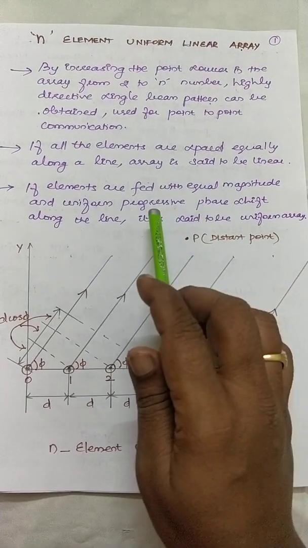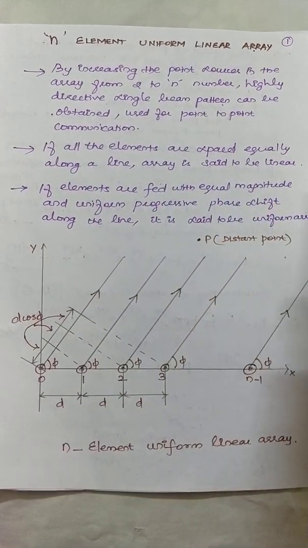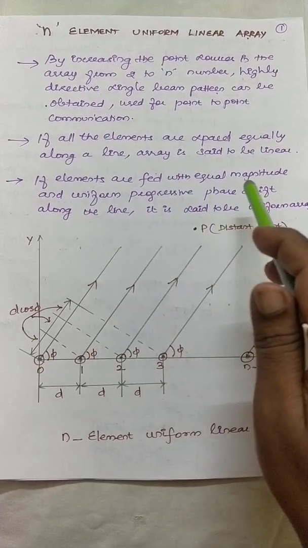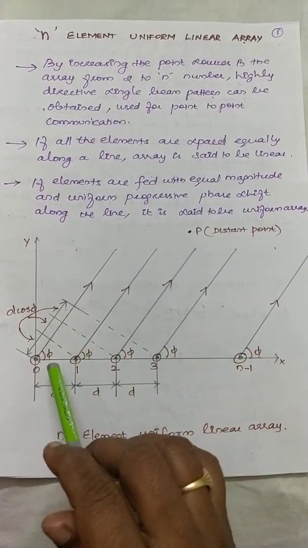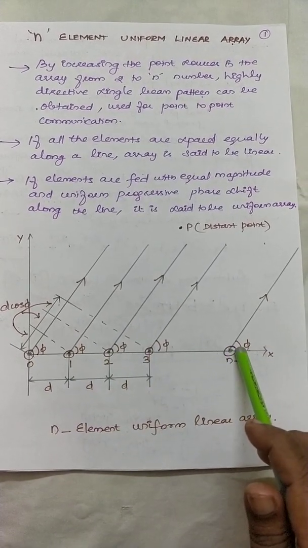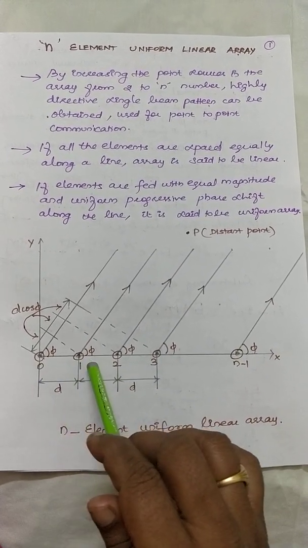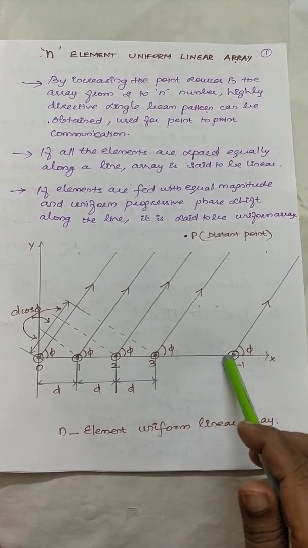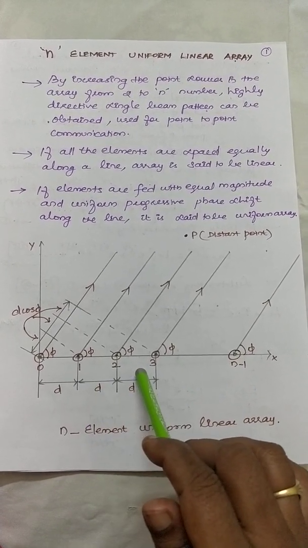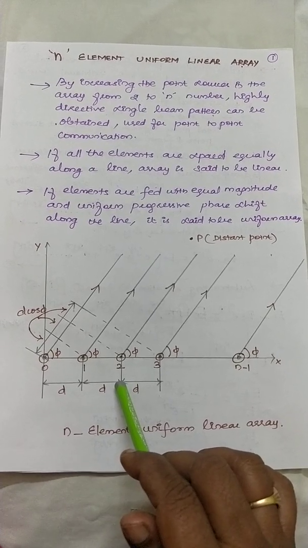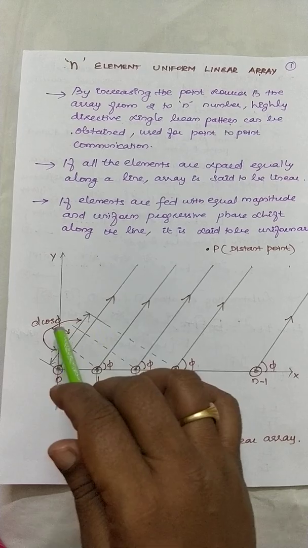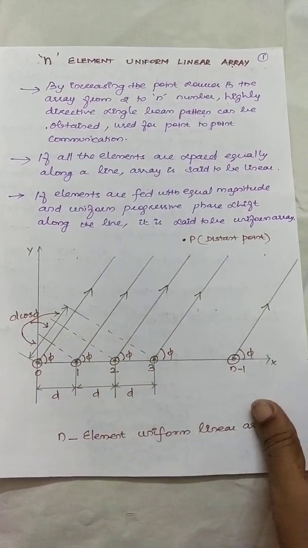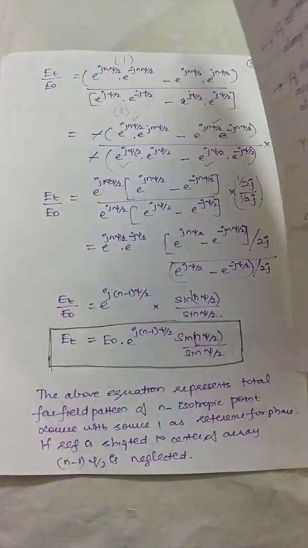That's a known definition. Now if the elements are fed with equal magnitude and uniform progressive phase shift, then it is said to be a uniform array. Now we are considering the number of point sources starting as 0, 1, 2, etc. up to n minus 1, and they are separated by a distance of d meters between successive point sources, and this is d cos phi, which we have seen for the two point source array itself, how to define this analysis.